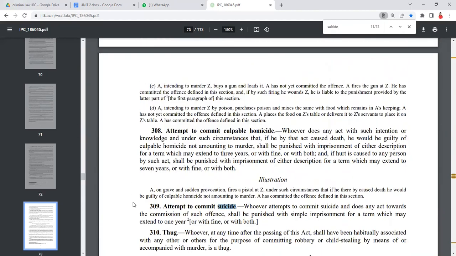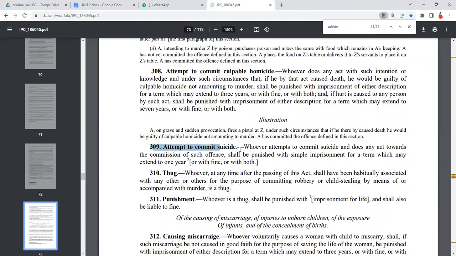So what do you think? Is this provision still valid? Attempt to commit suicide, as in if the person is unsuccessful, he will be punished. Is it still applicable? No, ma'am. No.